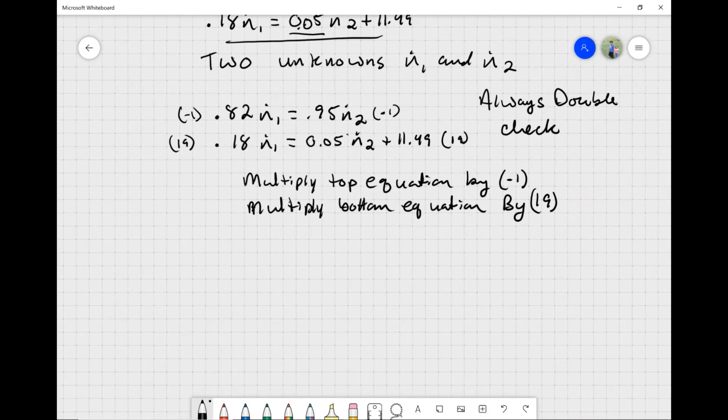And so I'm going to rewrite it. And so I'm going to get negative 0.82 N1 equals negative 0.95 N2. And for this bottom one, I'm getting 3.42 N1, and that equals 0.95 N2 plus 217.93.